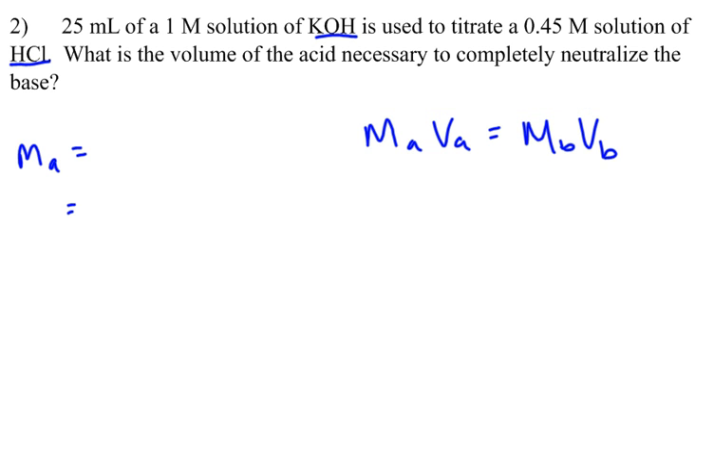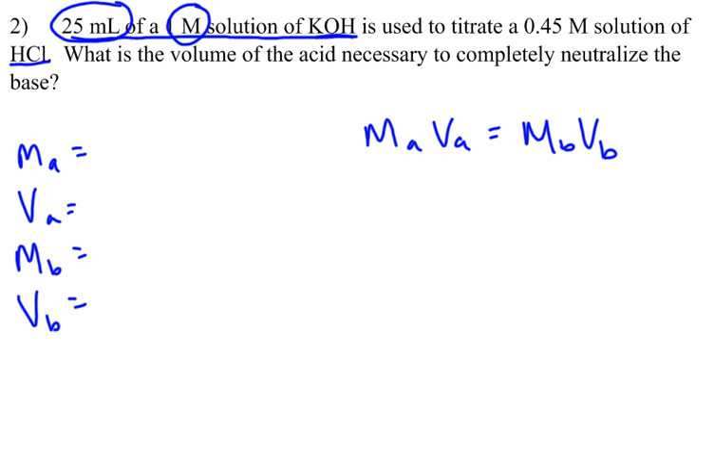I'll erase that, make that look a little cleaner. The volume of the acid, the molarity of the base, the volume of the base. It says 25 milliliters of a 1 molar solution of KOH. So those numbers are associated with the KOH, with the hydroxide, with the base. So our volume is 25 milliliters for the base, and our molarity is 1 molar for the base. It is used to titrate a 0.45 molar solution of HCl. So that's our concentration, our molarity, 0.45 molar.